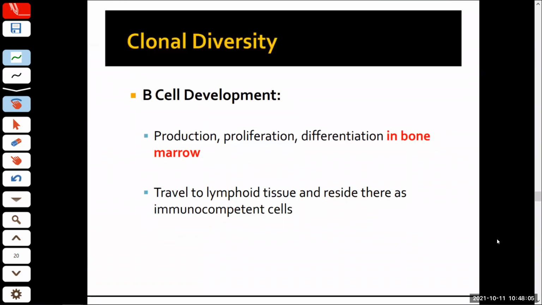B cell development. The reason why B cells get their name as B cells, they are going to start and mature at the bone marrow. So your B cells are made in your bone marrow. Where they become a B memory cell or a B plasma cell, also your bone marrow. That's why they're called B cells. Okay.